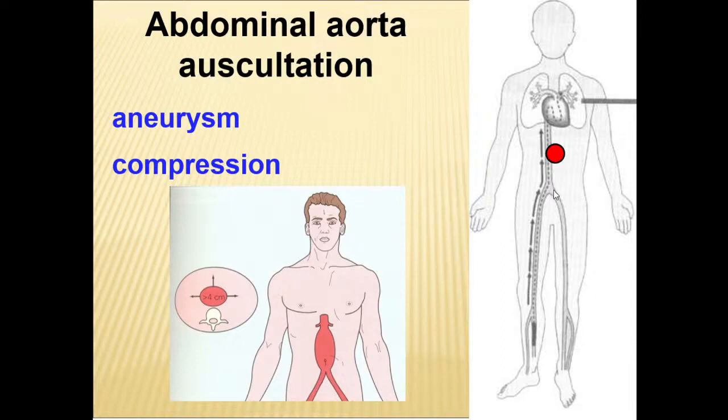The abdominal aorta is auscultated 2 centimeters above and to the left from the navel. A murmur will be heard in its aneurysm or compression.